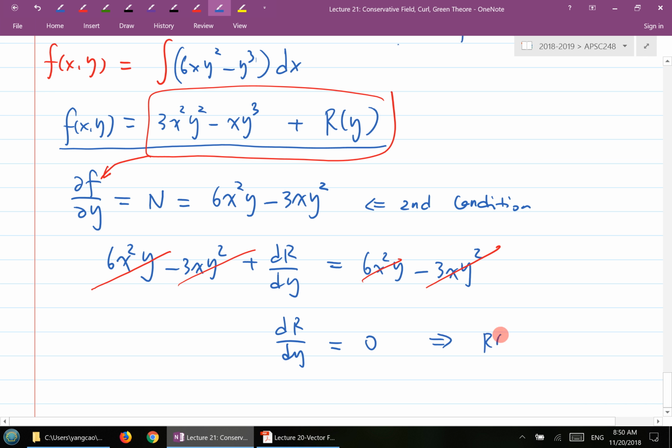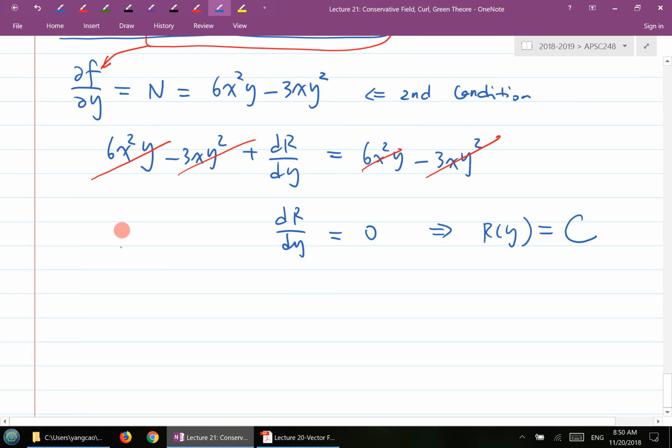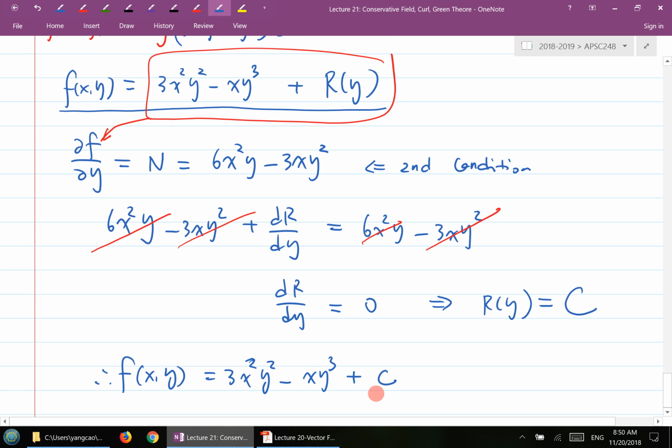Then that basically tells you what the function of y is here. Now that's a constant c, right? This time it's a constant c. Okay. So now I'm putting r back here. So we get our function f. The potential function is 3x squared y minus, a square here, minus xy cubed plus c. So put the c back over here, and you get your potential function.